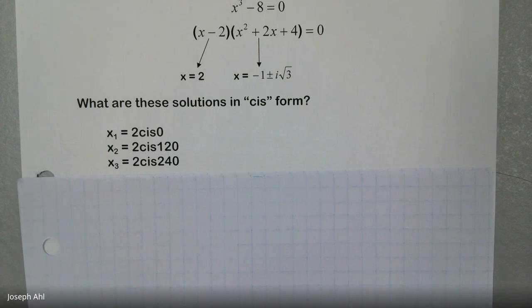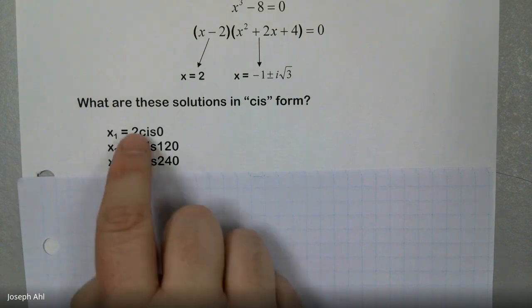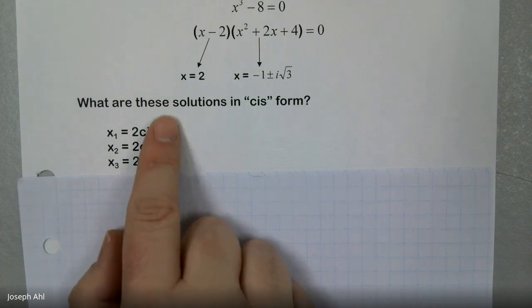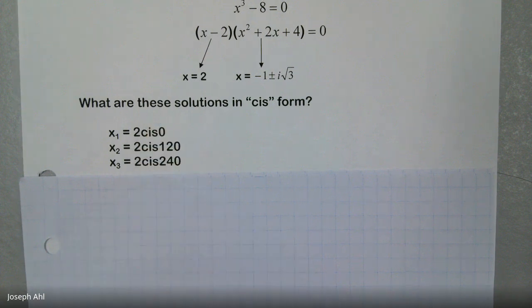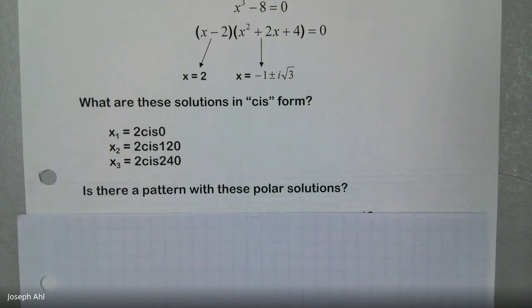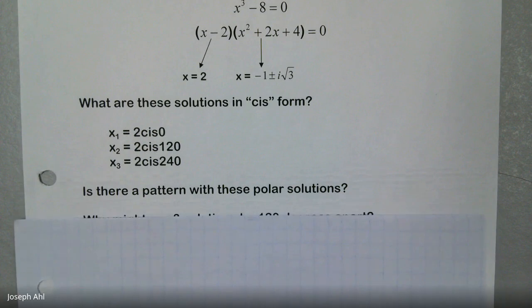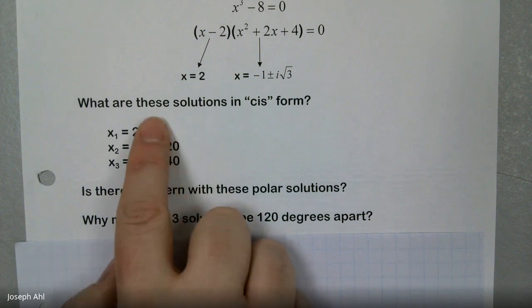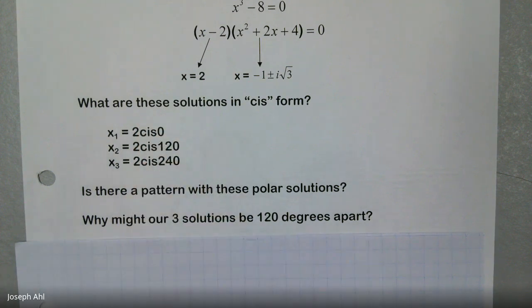So perhaps in polar form, something you recognize right away is that those R values are all the same. And that is true every time you go to solve an equation like this. But what I want you to think about is what's going on with those angles there. Is there a pattern with these particular polar solutions? Why might our 3 solutions be 120 degrees apart? If you didn't notice that, you would add 120, and then go from there.